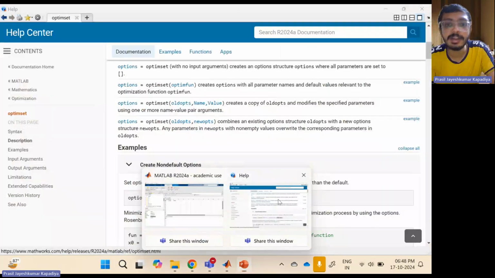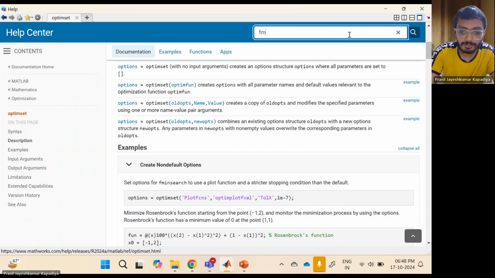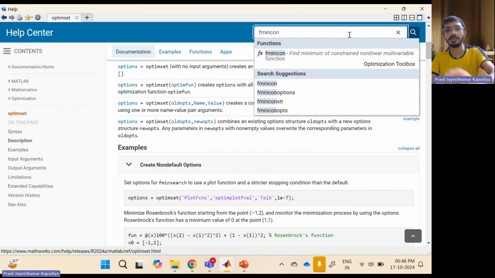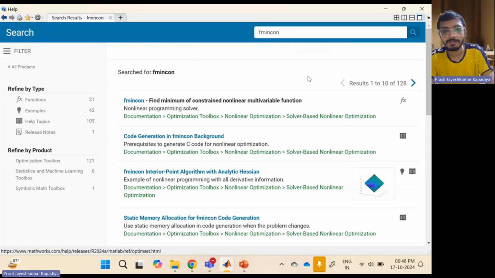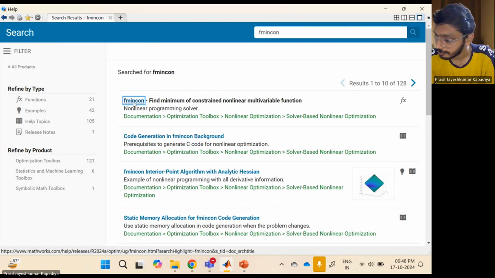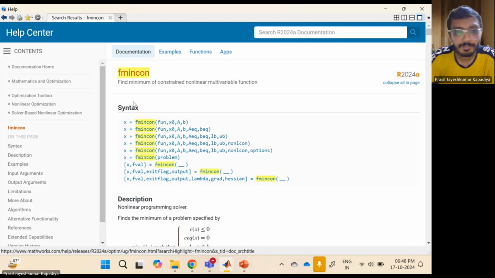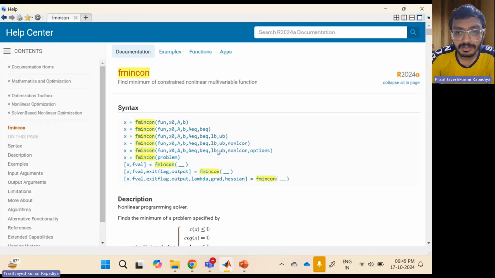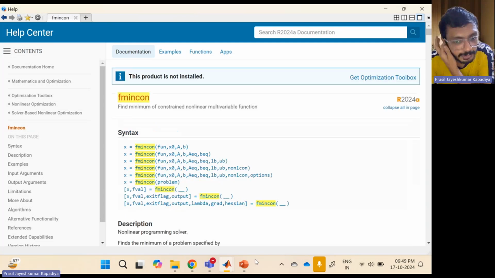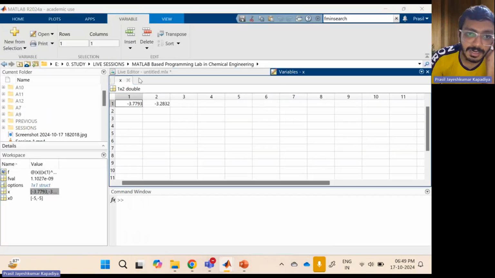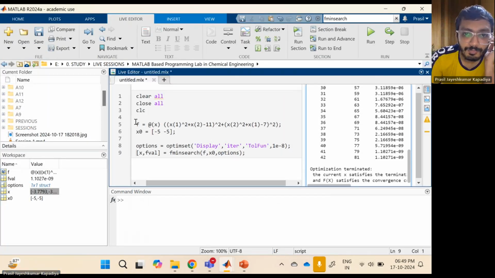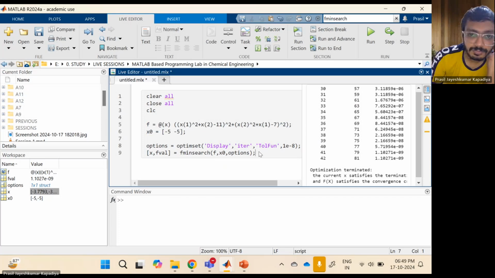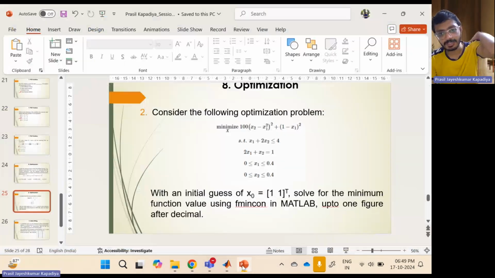fmincon is used for constrained optimization. So I will write fmincon. Let's search. This one is a bit tricky to use. So see, this is the format. So let's do one thing. Let's first write down the equation. Okay, what is my equation? Let's first write down the equation and go step by step.